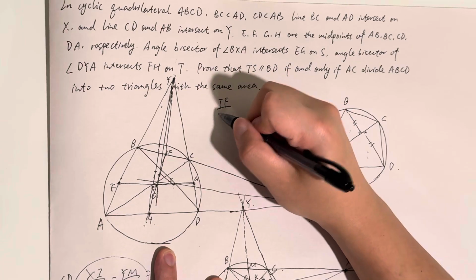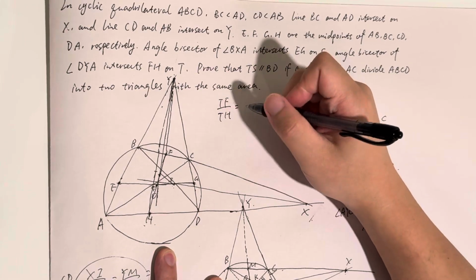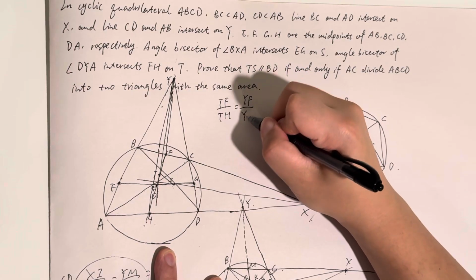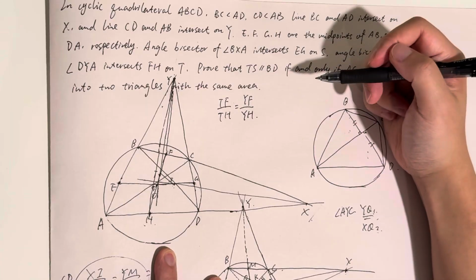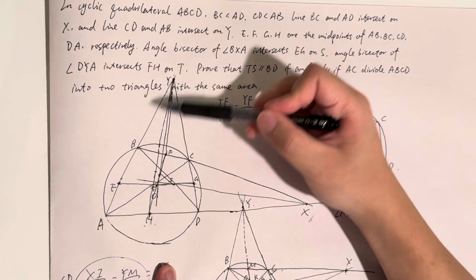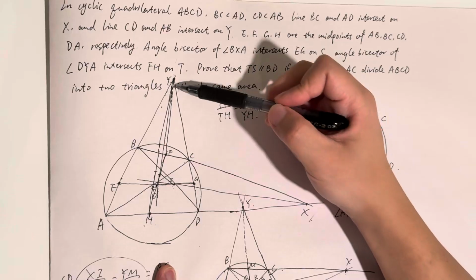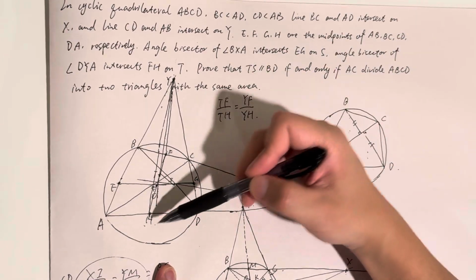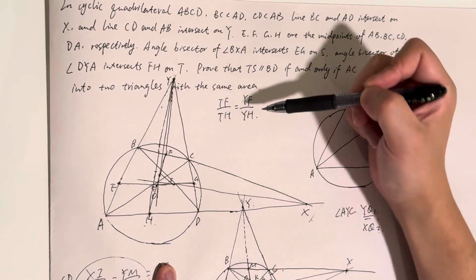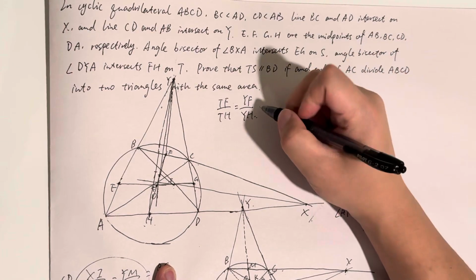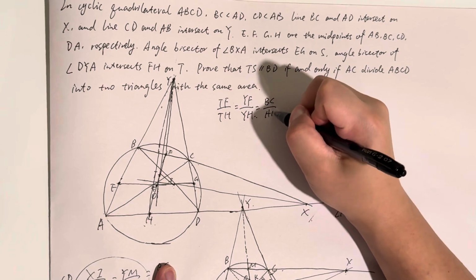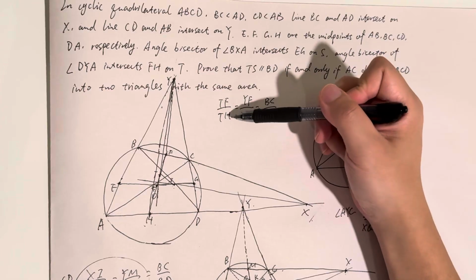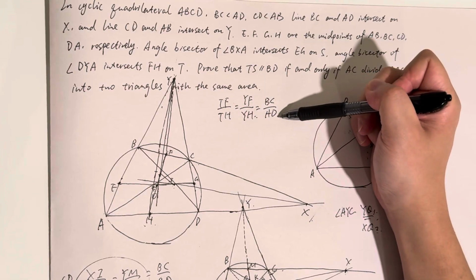So we can get that TF to TH equals YF to YH, right? Because triangle YBC is similar to triangle YDA, and F is a midpoint of BC, H is a midpoint of AD. That means YF to YH equals BC to AD, right? Which means TF to TH equals BC to AD.